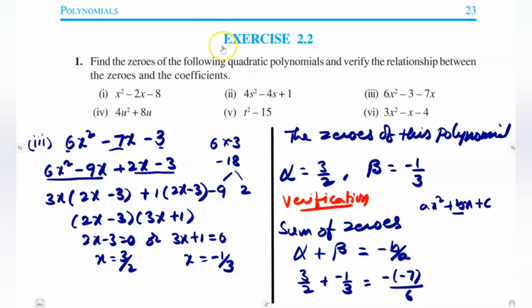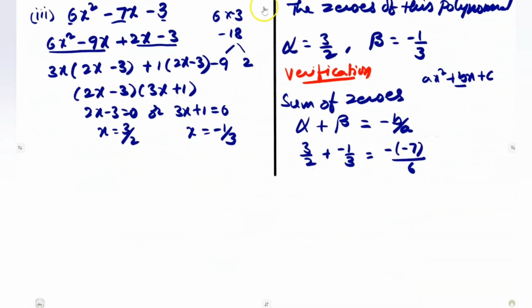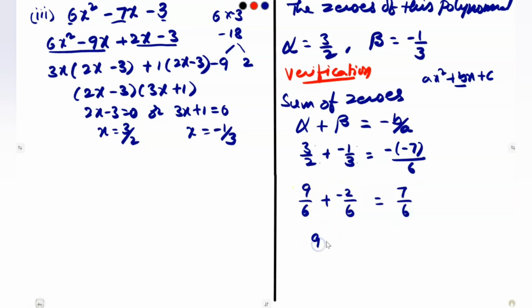Okay, let's simplify this. On the left side, you have 3 by 2 and minus 1 by 3. We need to add the fractions by taking the LCM. So you get 3 into 3, which gives 9 by 6, plus this side, into 2, gives minus 2 by 6. And this side is minus of minus 7, so 7 by 6. Here also 9 plus minus 2 is 9 minus 2 by 6, which is 7 by 6 on both sides. So this is the verification you can do with the sum of zeros.